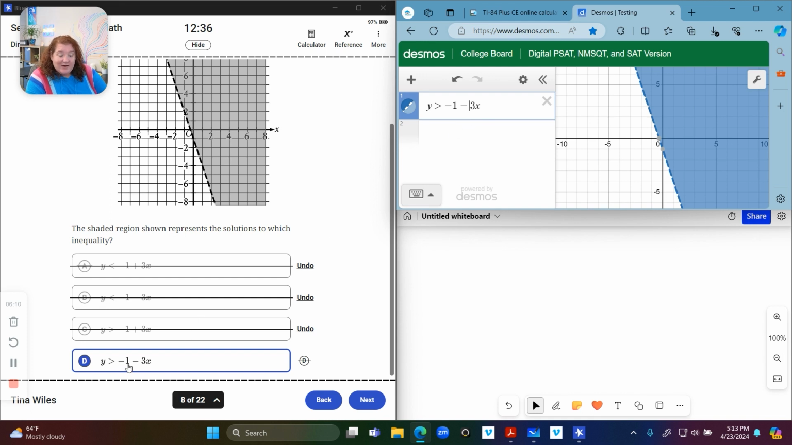The reason that you have the -1 here is because the y-intercept is -1, and the slope is you go up 3 and over to the left 1. So that is why the slope is that. So you could also just write the equation from the graph.